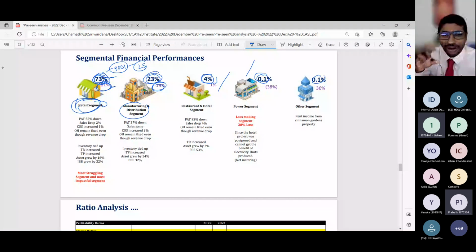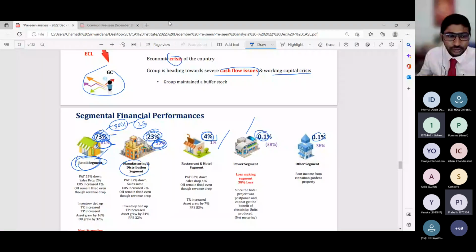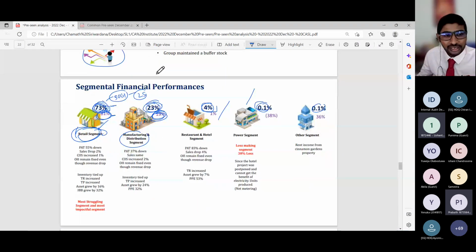As well, if you look at the financial statements, I have shared the ratio analysis with you. I'm not going to go through the ratios in detail, but I will give you a picture about profitability, liquidity, gearing and everything. If you closely look at the ratios, you can see trade receivables of the retail segment increased, trade payables increased, inventory is tied up and increased, right? And all these are saying what? PAT dropped by 55%, sales dropped by 2%, cost of sales increased by 1%, and overhead remained even though revenue dropped. That is the most dangerous thing.